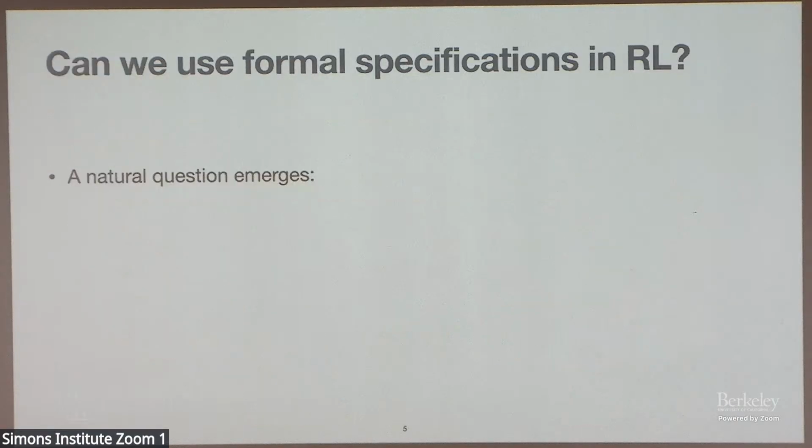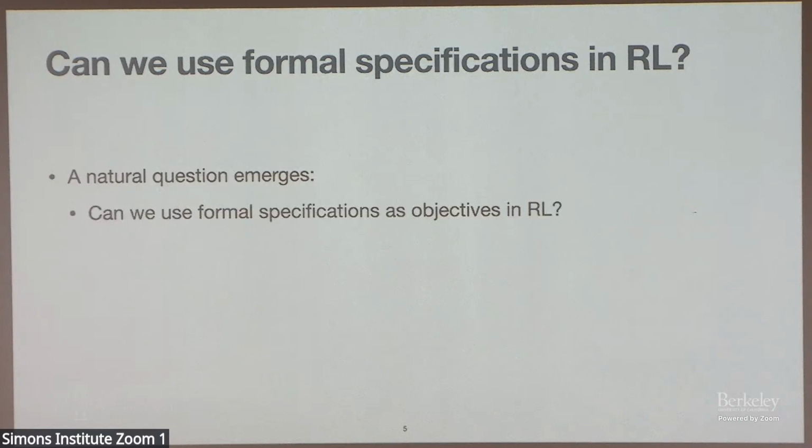And so this natural question emerges. I have these formal specifications that I've designed in formal methods. Can I use these as objectives in reinforcement learning contexts? Can I learn behaviors that will abide by these specifications? And the very short answer, condensing a lot of context, is yes, we can. We can use these, and there's plenty of prior work about it.